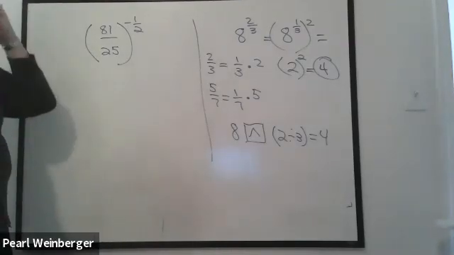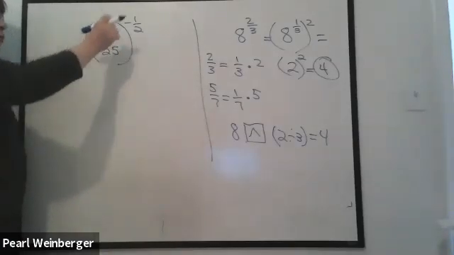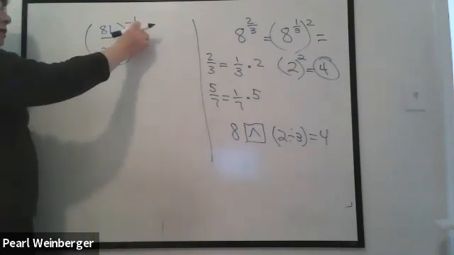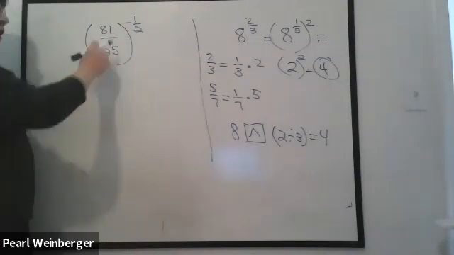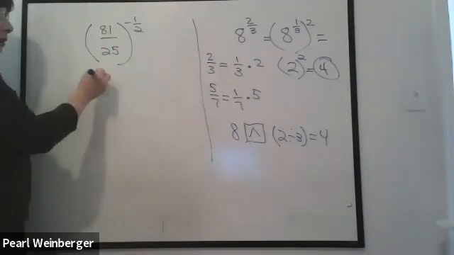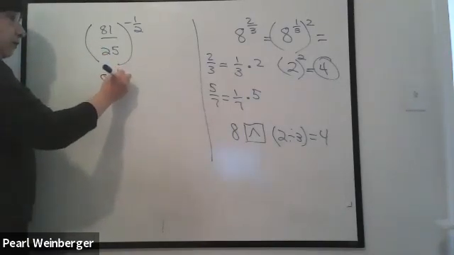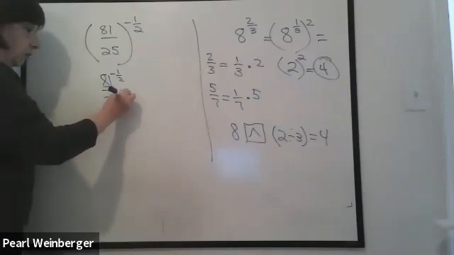Well, I'm going to follow all the rules that I know from exponents. Number 1, I know when I have something in parentheses with an exponent on the outside, it means I have to distribute that exponent to everything that's inside the parentheses. So that means 81 to the -1/2 over 25 to the -1/2.